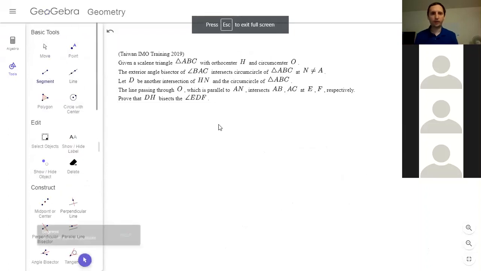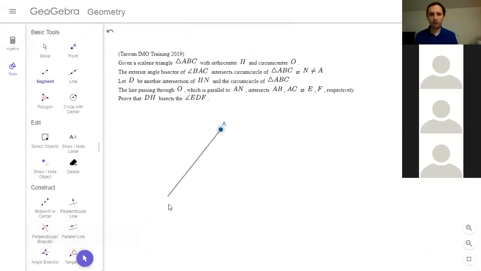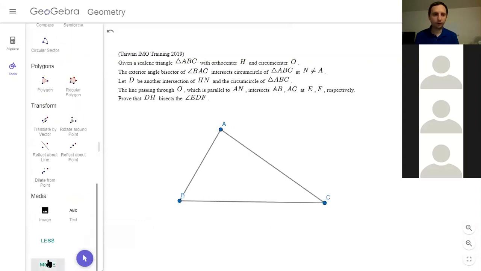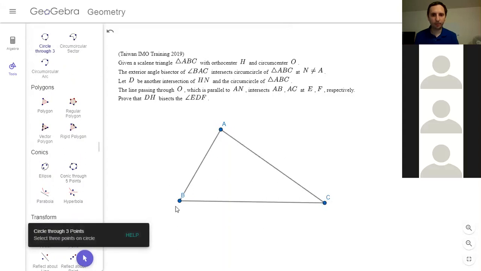Okay, so we have the triangle ABC, orthocenter H and circumcenter O.